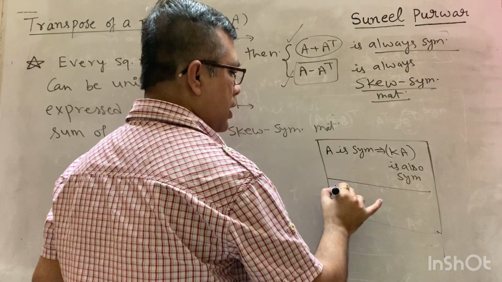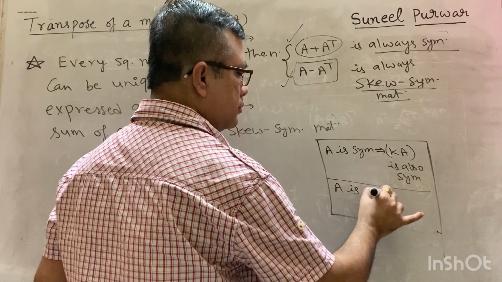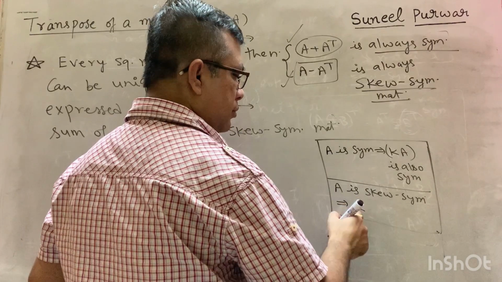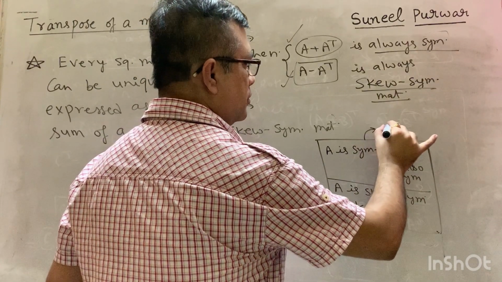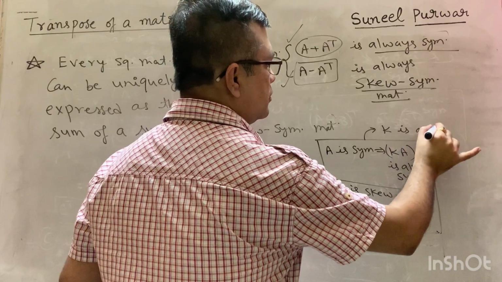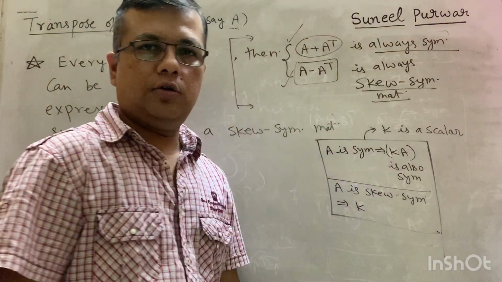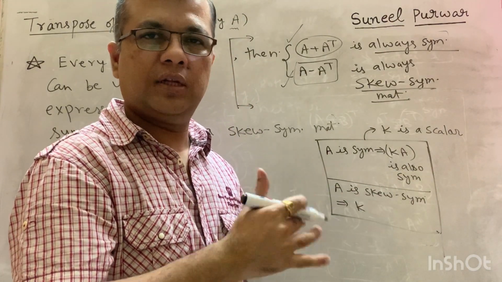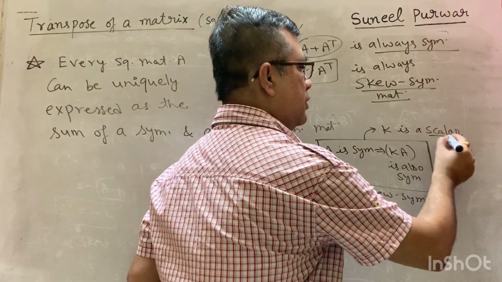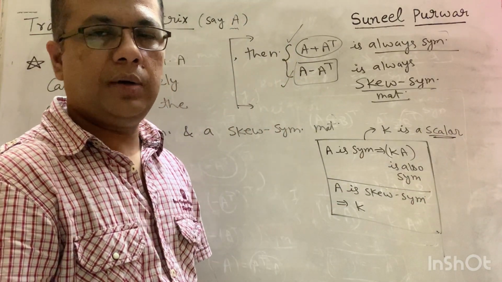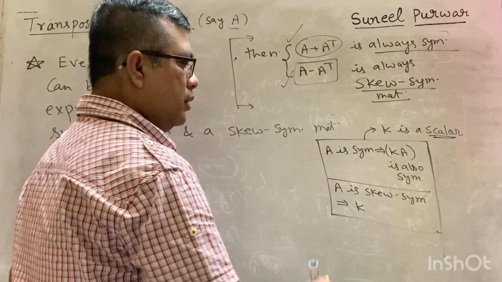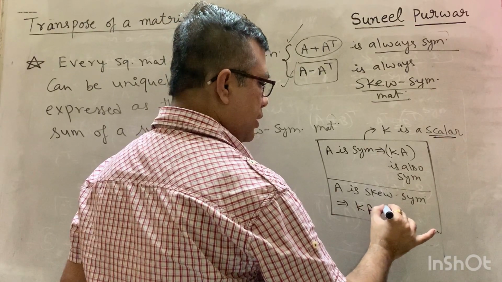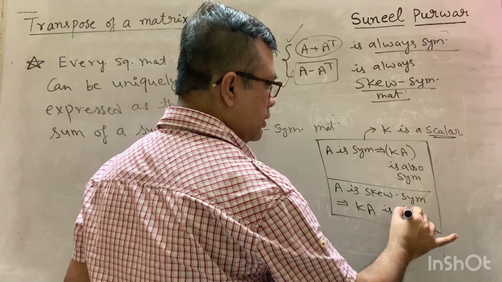दूसरा पॉइंट क्या है, अगर A स्क्यू सिमेट्रिक है then K is a number. Okay, K is a scalar. I hope you have no issues with this word scalar. In context of matrices, numbers whether real or complex are called scalars. So K is a scalar which can be a real number or a complex number. So if A is skew symmetric, then K times A will also be skew symmetric.